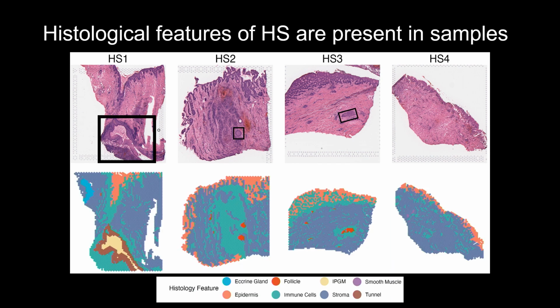With the help of a dermatopathologist at Penn State, Dr. Matt Helm, we manually annotated each of the spots and each of the features in our HS samples, so we could do further analysis with the associated RNA-seq data.